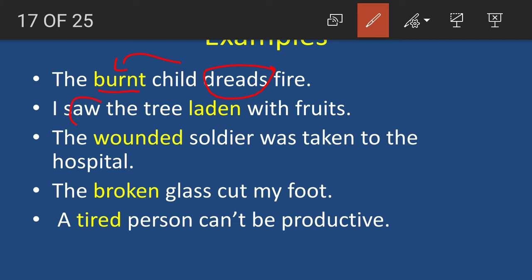Now in this sentence the main verb is saw, and laden is the past participle because it describes tree. The wounded soldier was taken to the hospital. So here the verb is was taken. And the word wounded describes the soldier. So this is past participle. The broken glass cut my foot. Now cut is the main verb in this sentence. And the word broken describes the glass. Hence, it is past participle.